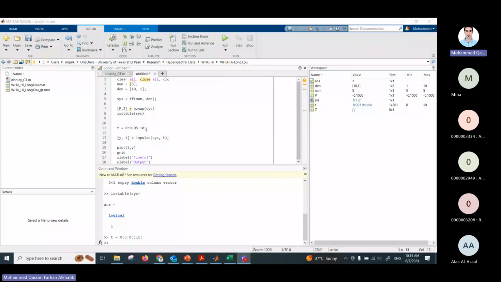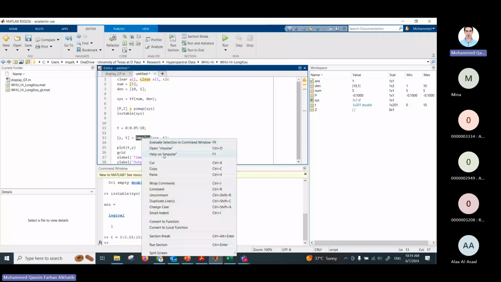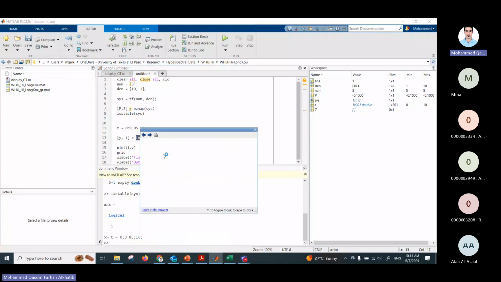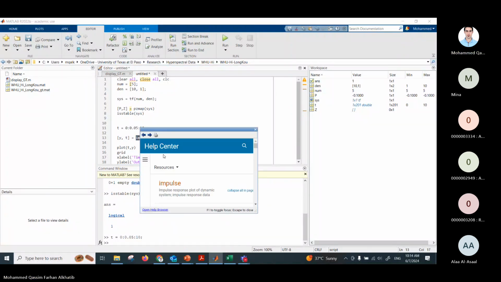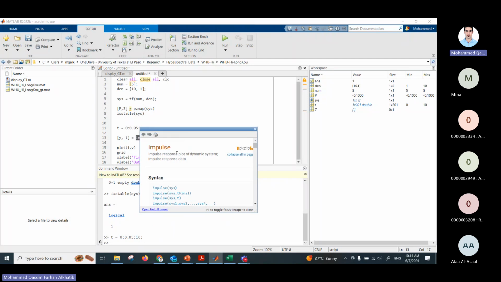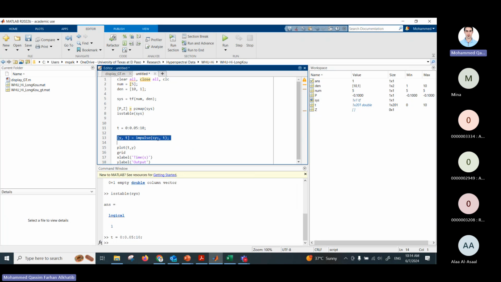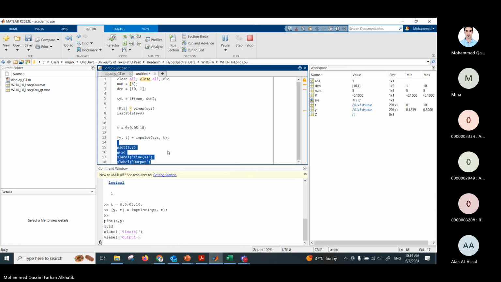Okay, so yes, the command is impulse. We can just check on help. I'm sure you are familiar with MATLAB. It will tell you here it's the impulse response of a dynamic system, and this is the syntax. All right, so let's apply it. And there you go. I have my y vector and I have my t vector, and basically they should be of the same dimension. So just plot it, and we'll see the system is stable.